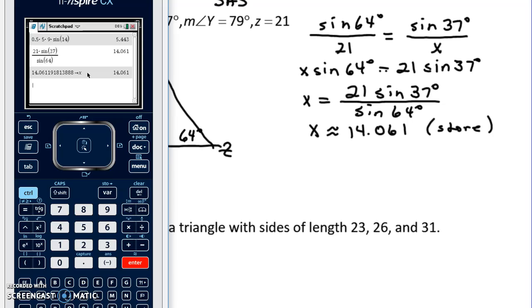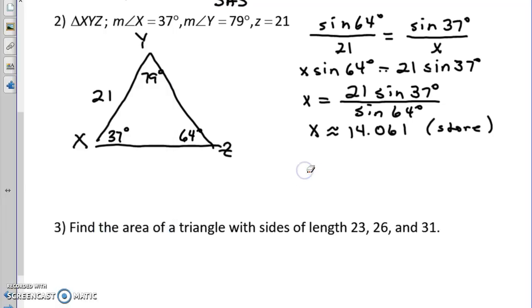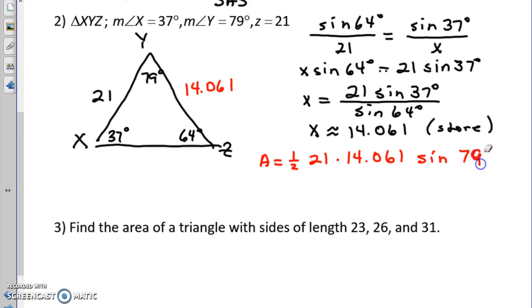Now if we go back to the triangle, in the triangle using the trig area formula, area is equal to 1/2 times, let's see, we've got 21 and we've got 14.061 as our two sides that we know. And that would be times the sine of the included angle. The included angle between those two sides is 79 degrees. So we'll use that one.